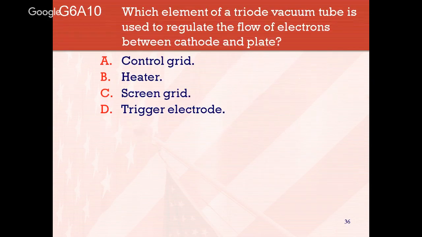Moving right along here. Which element of a triode vacuum tube is used to regulate the flow of electrons between cathode and plate? Remember that thing that you need to regulate, you need to control it. So it's usually the control grid that controls the flow of electrons.